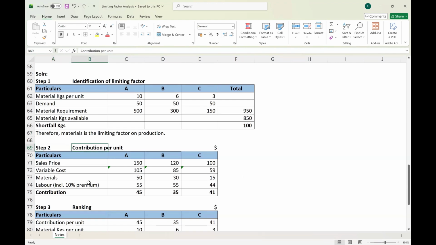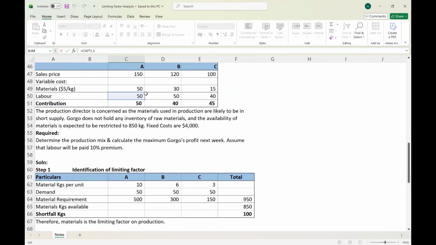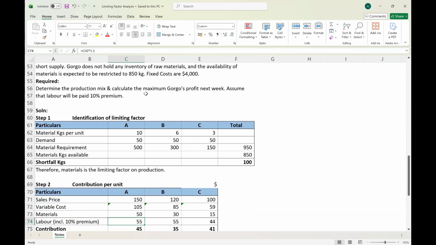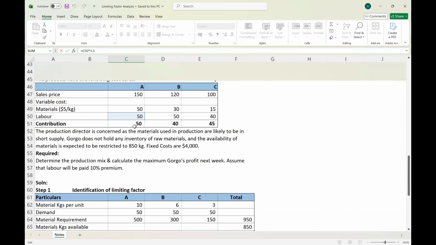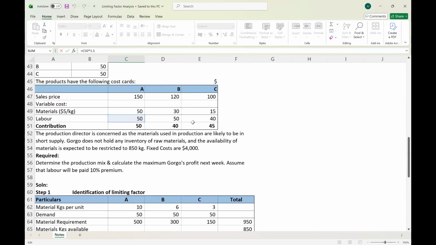Step 2 is contribution per unit. So we'll find that out very simple. They gave us the selling price. They gave us the variable cost. What are the variable costs? Material they gave us, and a short twist they gave us that labor will be paid a 10% premium. So whatever labor cost was given to us, basically 50 into 1.1 is what you can do because there's a 10% premium which the labor wants. So labor cost is here, whatever is given. So basically 50 into 1.1, 50 into 1.1 here and 40 into 1.1.